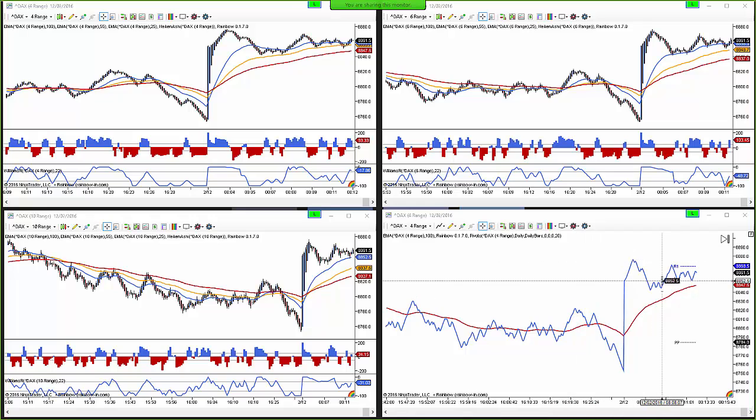So this is the sort of price action that I quite like to see. The markets give us a bit of a momentum move to the downside.